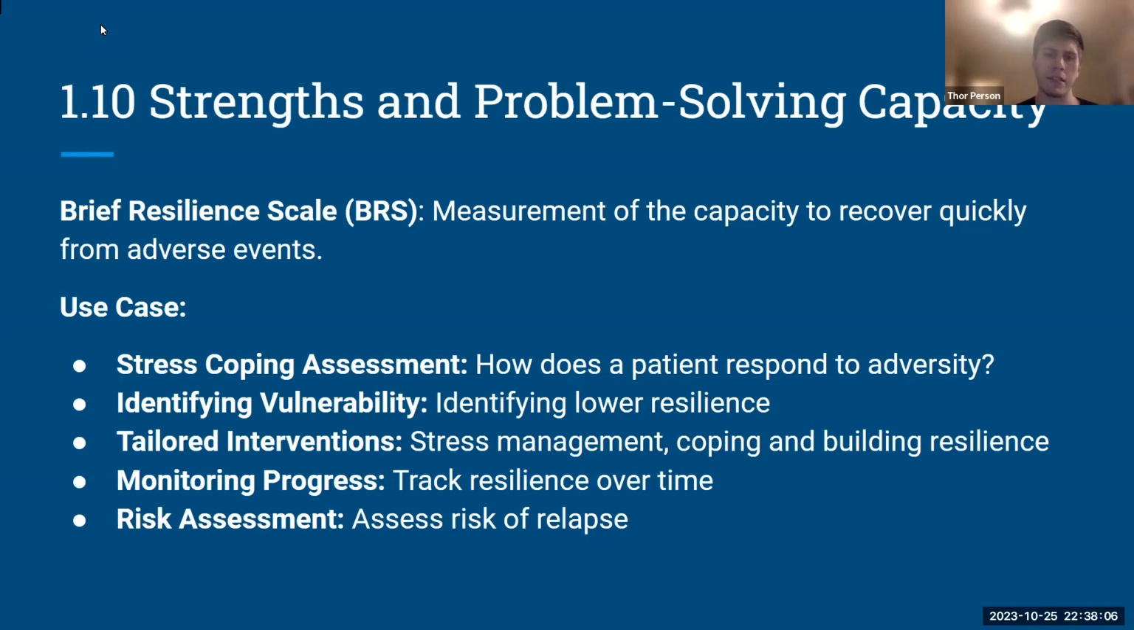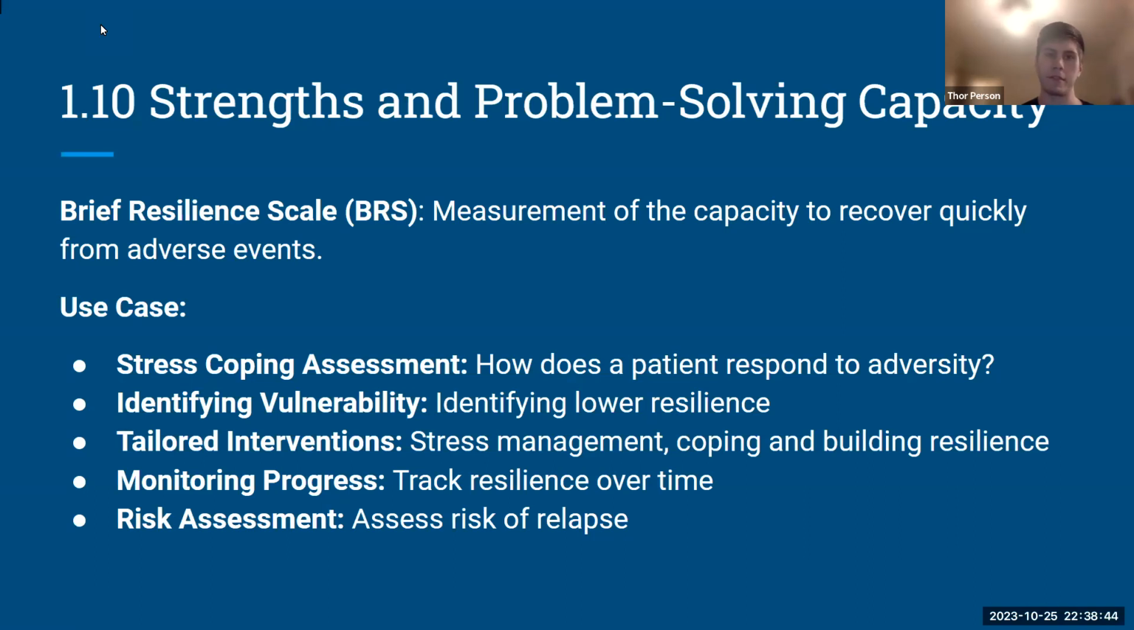If you break it down, you can see it being used for stress coping assessments. Basically, how does a patient respond to adversity? Identifying vulnerabilities in patients, so you can see if they have a lower resilience and if that is a sign that they may be vulnerable to a relapse, etc. It allows you to tailor interventions. You can look at how their stress management works and how they cope and or build resilience. And you can monitor the patient's progress.